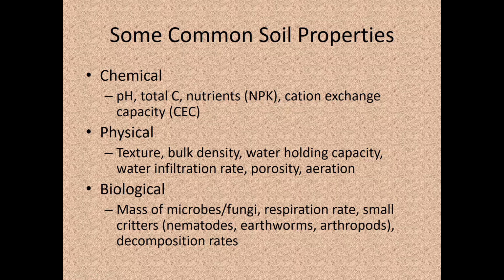Okay, so moving on to our physical properties, there's a whole long list of these, and we'll go through most of them. Texture we're going to talk about in detail later on, and it just refers to what percentage of silt, sand, and clay is in the soil. So that's referring to the percentage of the different sizes of particles. Bulk density is talking about how compacted the soil is compared to its volume. So if you have a really fluffy soil, that's a low bulk density. If you have a really dense, heavy soil, that would be a high bulk density.